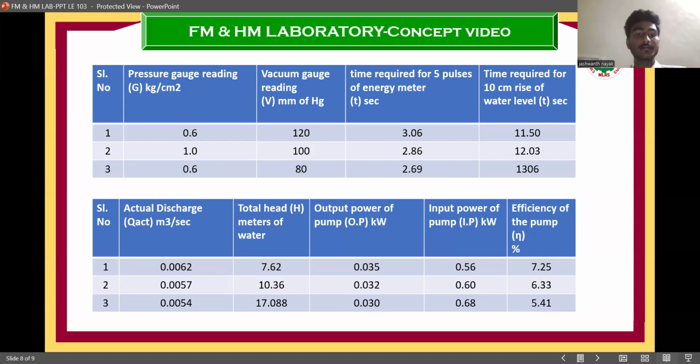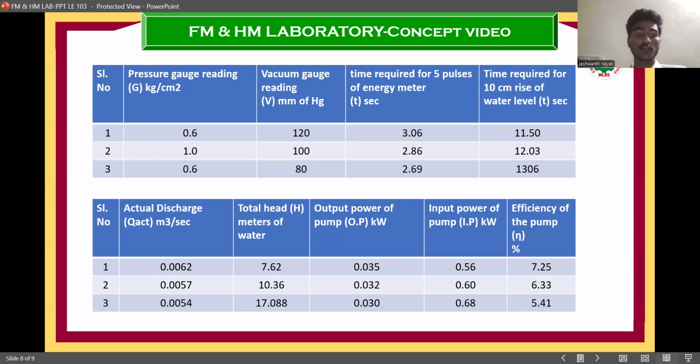After this, I calculated the observations. For the first trial, I got an actual discharge of 0.0062 meter cube per second. Total head was 7.62. Output power was 0.035 kilowatts. Input power 0.56 kilowatts. Efficiency for the first trial was 7.25%.